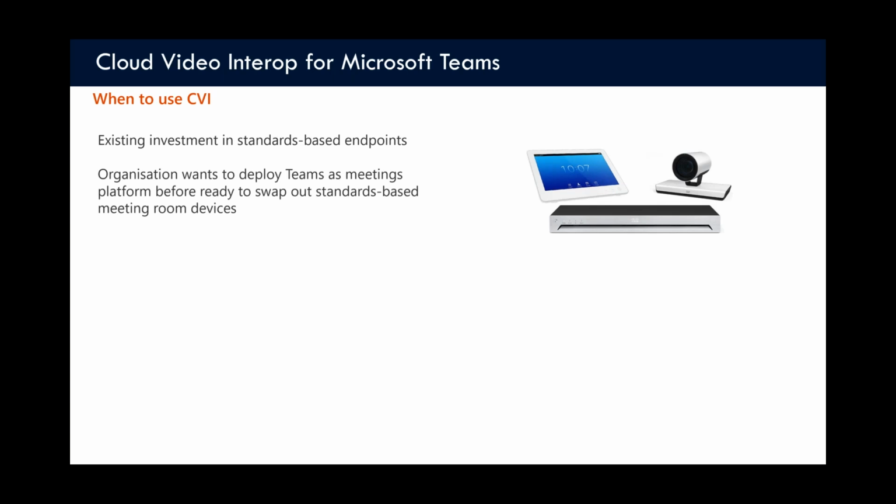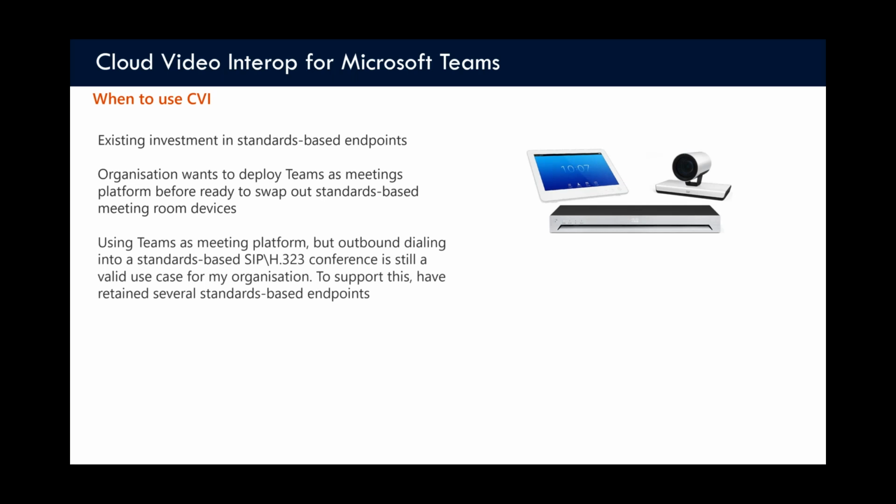Your organization might want to deploy Teams as a meeting platform, but not quite ready to swap out standards-based meeting room devices. There might also be the requirement in your organization to support outbound dialing to another standards-based SIP or H323 conference. That still might be a use case that is valid in your organization.